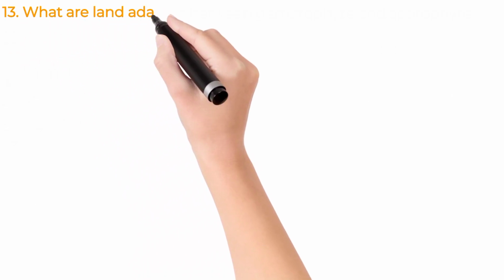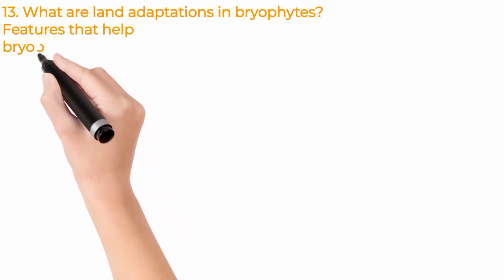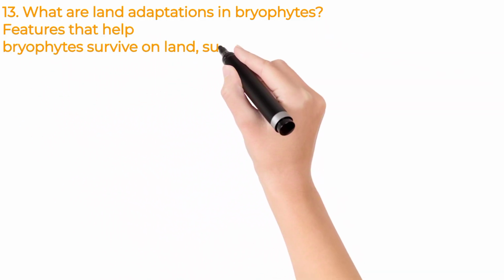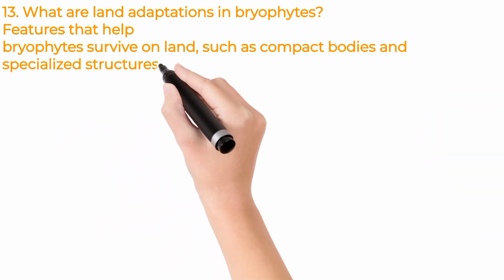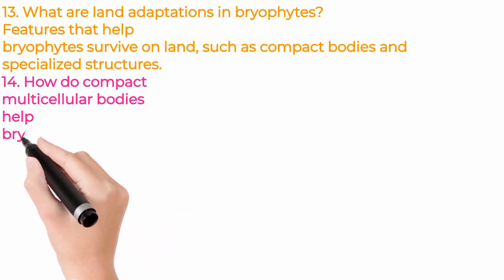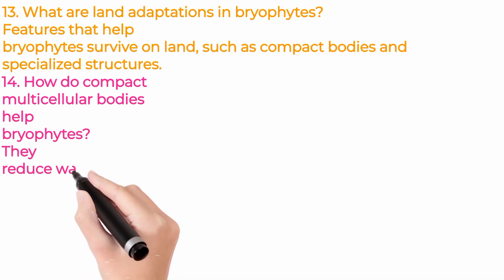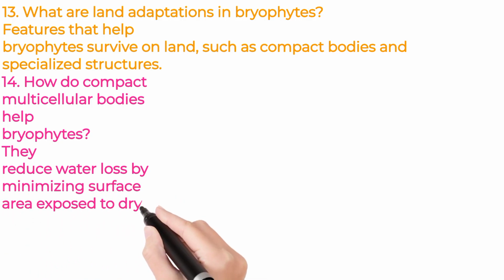Land adaptations in bryophytes. 13. What are land adaptations in bryophytes? Features that help bryophytes survive on land, such as compact bodies and specialized structures. 14. How do compact multicellular bodies help bryophytes? They reduce water loss by minimizing surface area exposed to dry conditions.